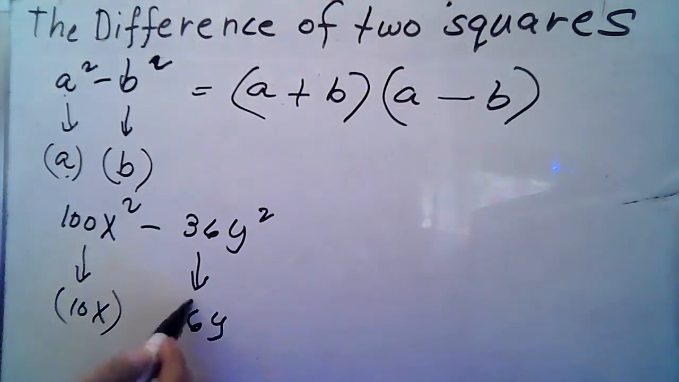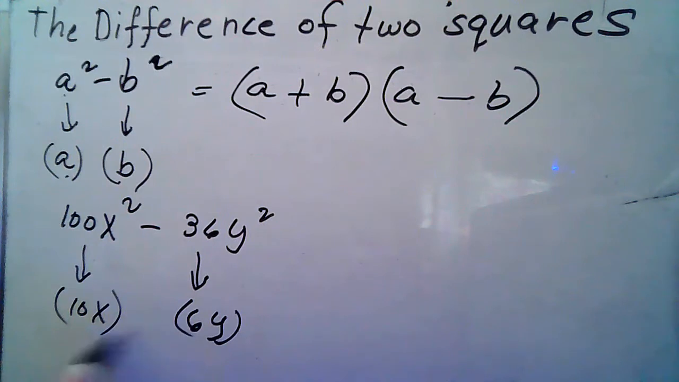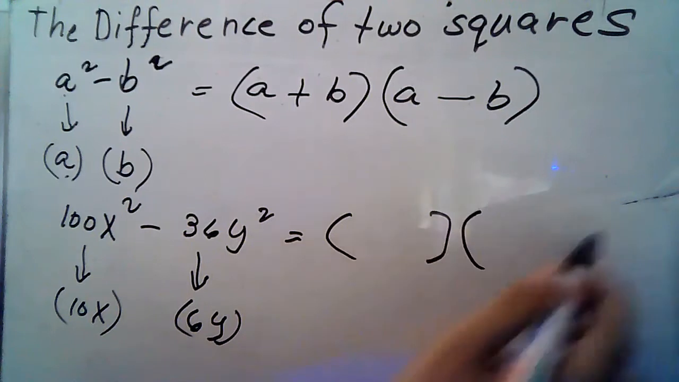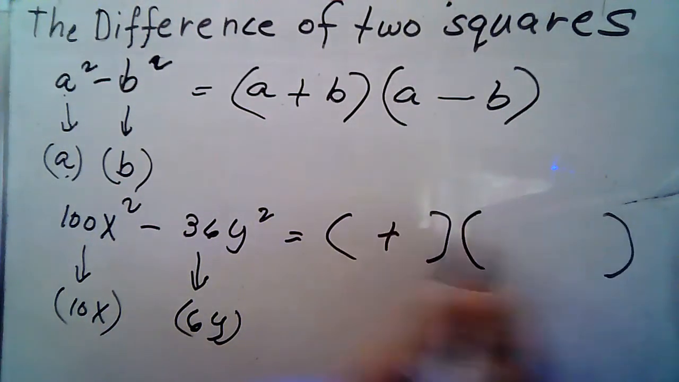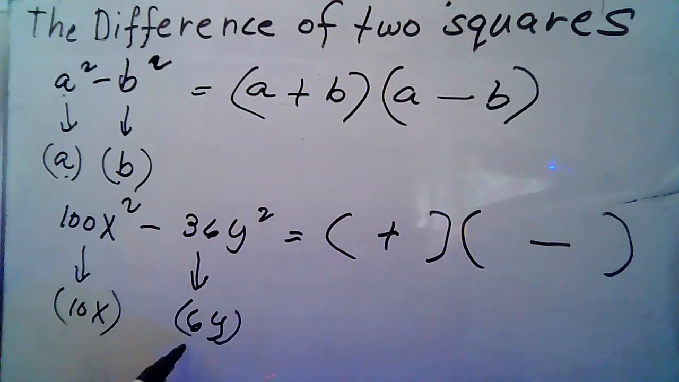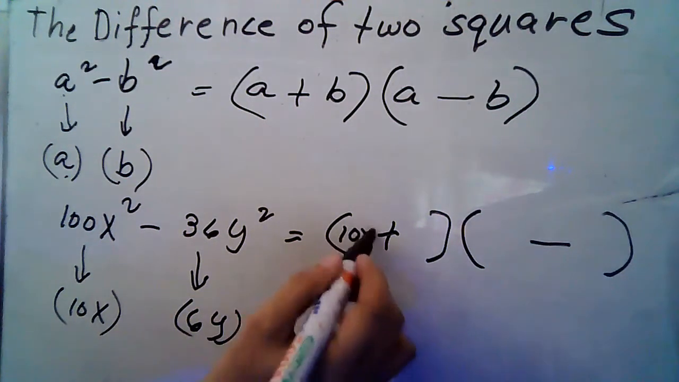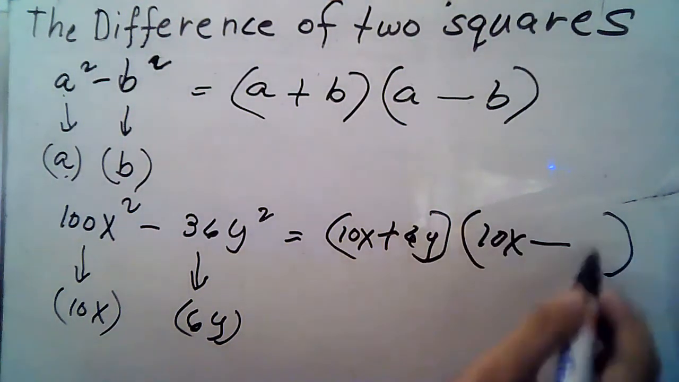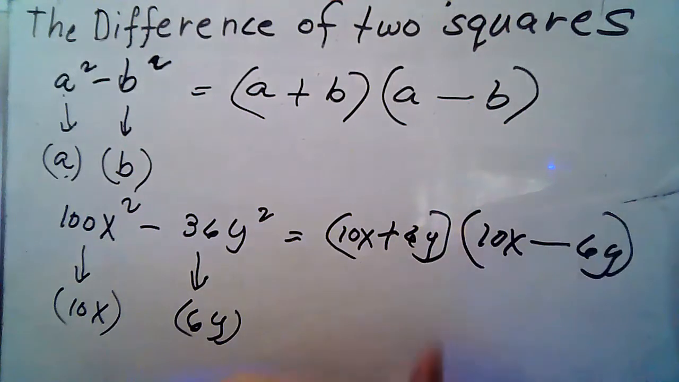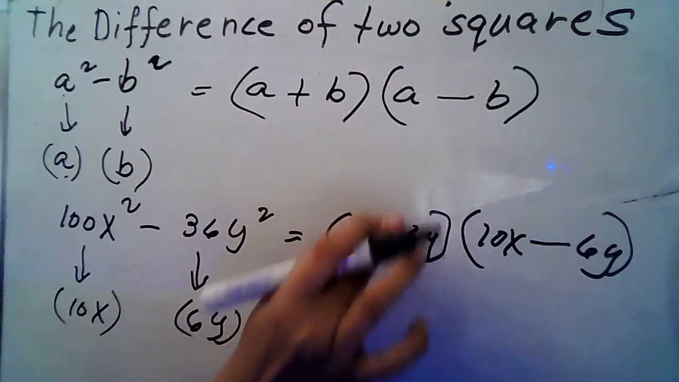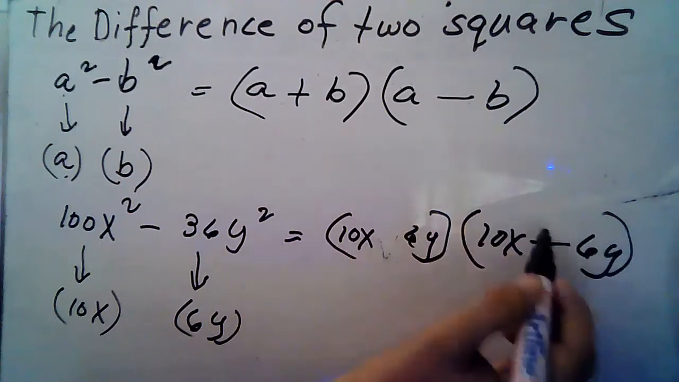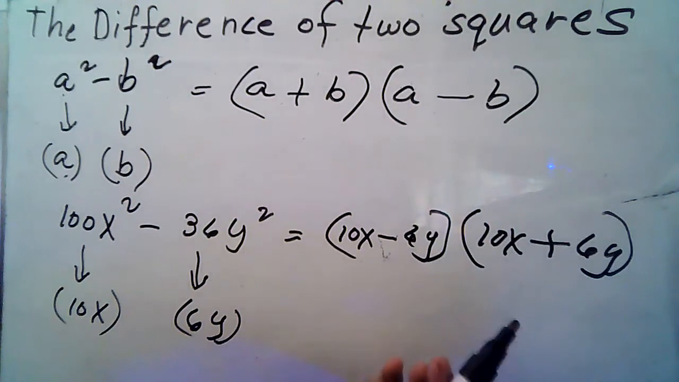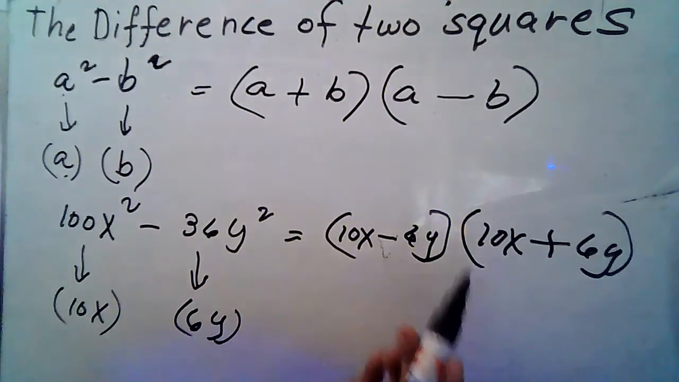y squared is y. And then next is to express these factors as a product of the sum and difference of these square roots. So 10x and 6y, 10x and 6y. So you can actually interchange the signs. It doesn't matter whichever is positive or negative, it won't really affect the resulting product.